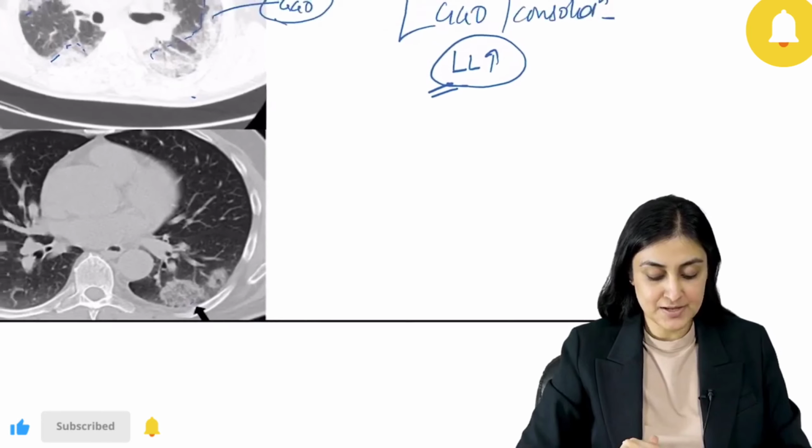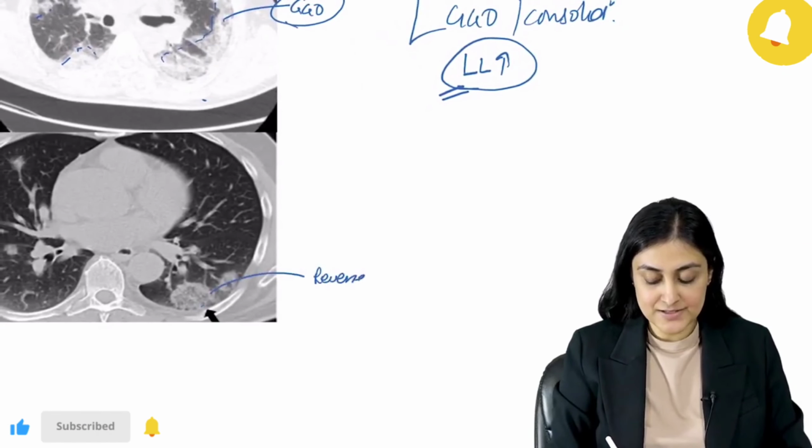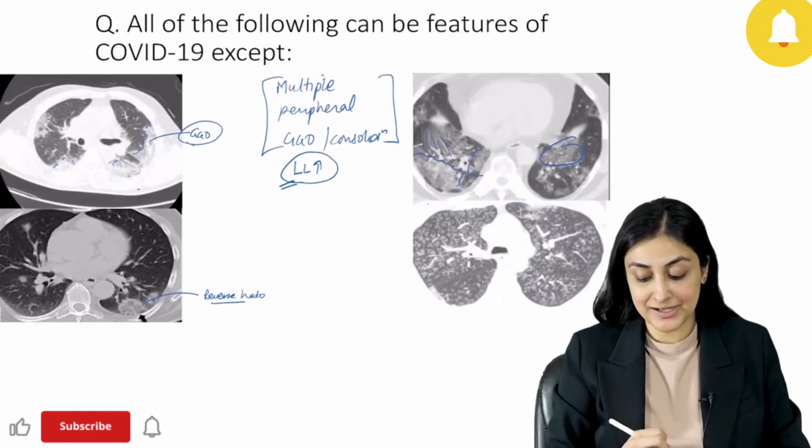What do we see here? This is something we have just studied. What is this sign? So this is a reverse halo, right? This is a reverse halo sign. Again, both halo and reverse halo can be seen with COVID-19.